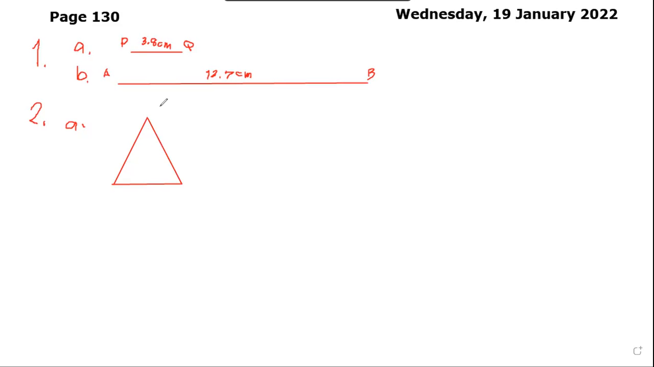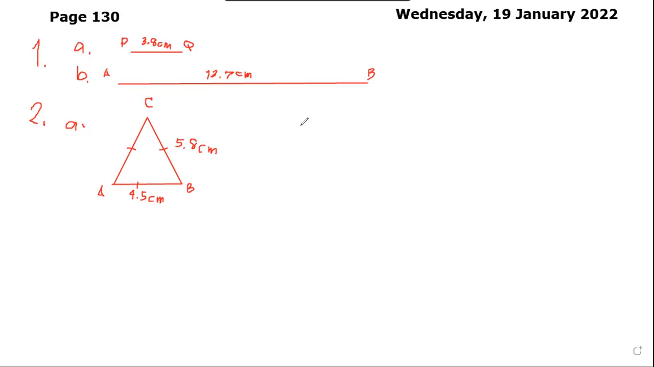Triangle ABC. This is A and B and C. This side is 4.5. Do not forget to put the label. This side is equal to 5.8 cm. That is number 2A.